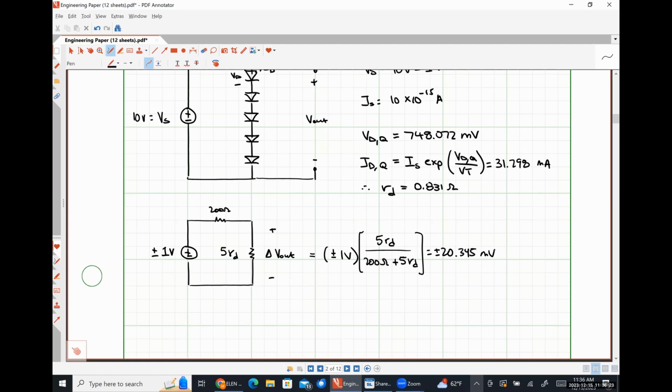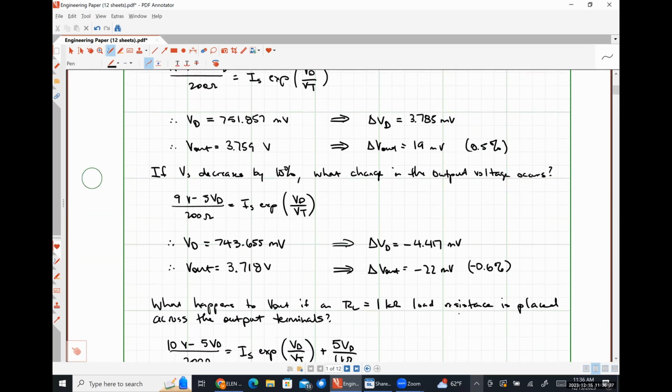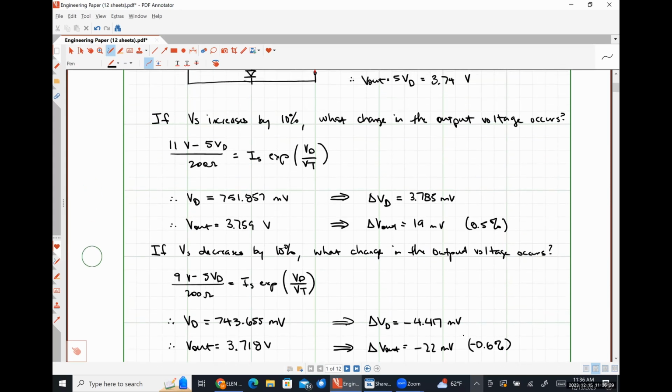How close is this to what we got looking at the large signal model? So let's scroll up here. When we perturbed our voltage source by positive 10%, we saw a change in the output voltage of 19 millivolts. We just got 20 millivolts and change, if memory serves me correctly. So pretty close there.